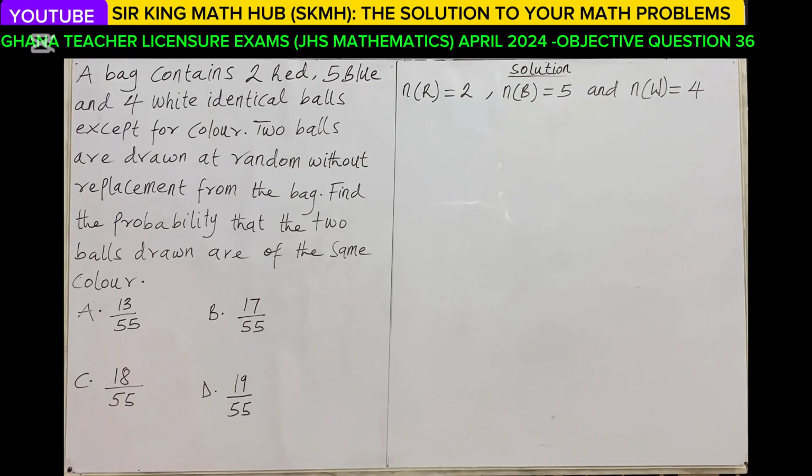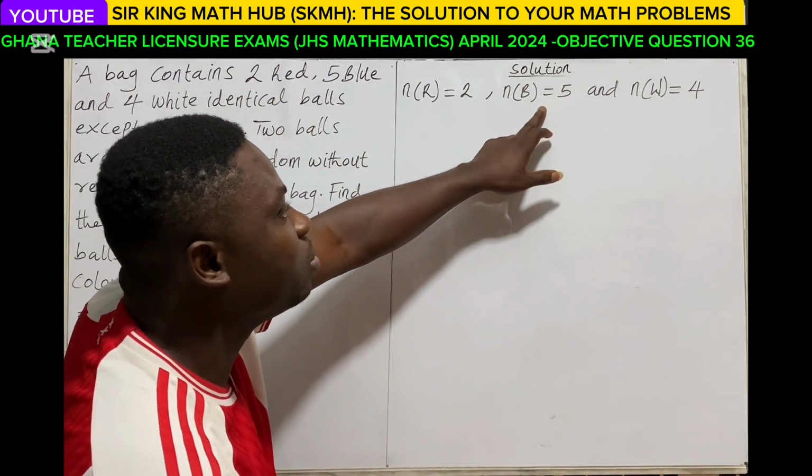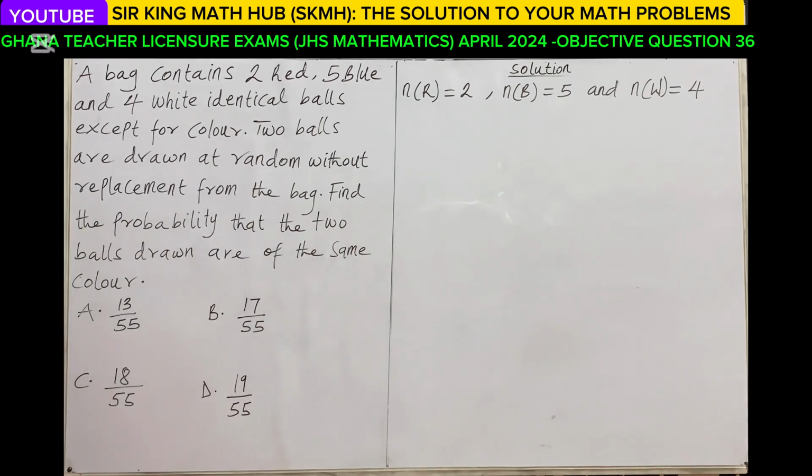A bag contains 2 red, 5 blue, and 4 white balls, identical except for color. So we have 2 red balls, 5 blue balls, and then 4 white balls. Now 2 balls are drawn at random without replacement from the bag. So that is the condition. We have to find the probability that the 2 balls drawn are of the same color.